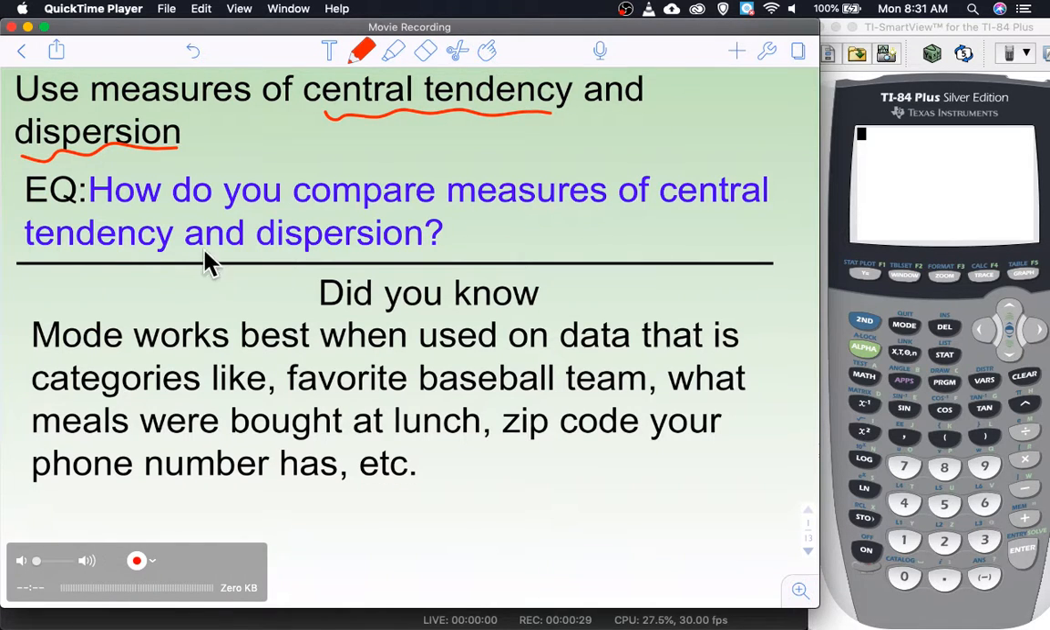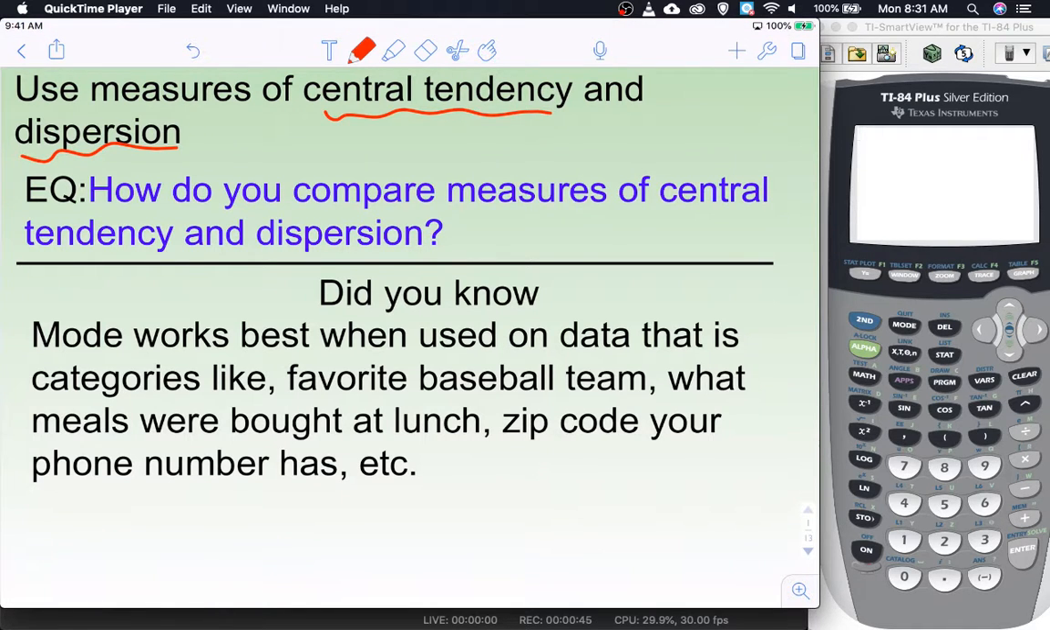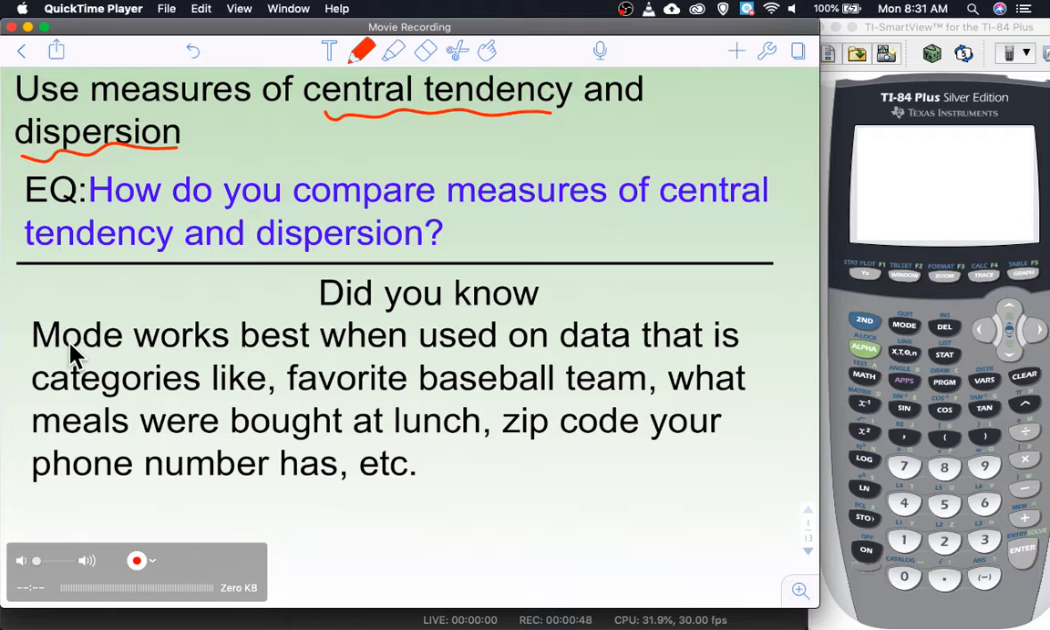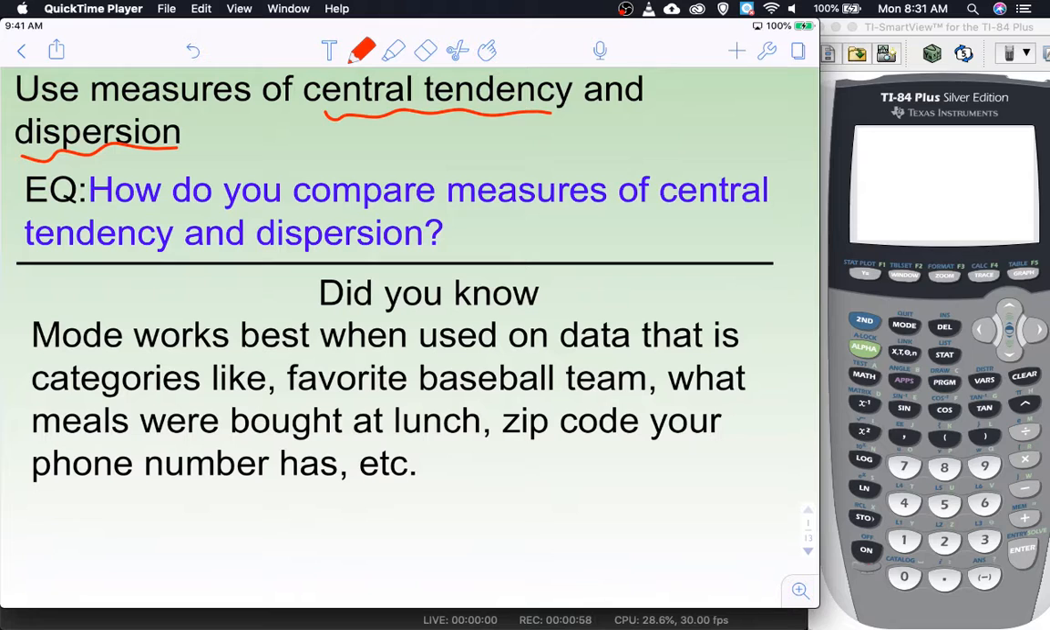So how do you compare measures of central tendency and dispersion? Did you know mode works best on data that is like categories? So things like your favorite football team, that's not a number. So you're looking for which thing happens the most. That's what the mode does. Which happens the most? What meals were bought at lunch? The zip code, the phone number, stuff like that. Those are categories, not necessarily a list of numbers. Mode doesn't work out so well a lot of times with lists of numbers, unless you're just curious which one happens the most.